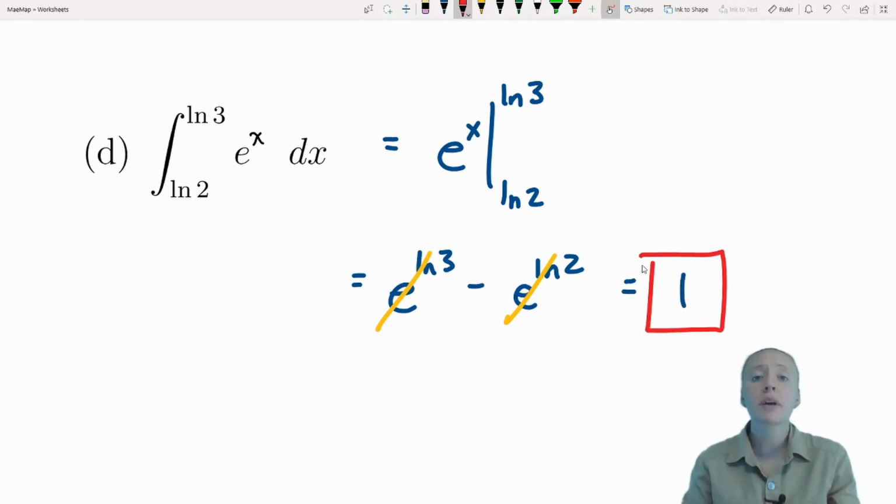Those are just a couple of quick examples for applying the fundamental theorem of calculus. Continue on to the next video where we're going to learn a new integration strategy.